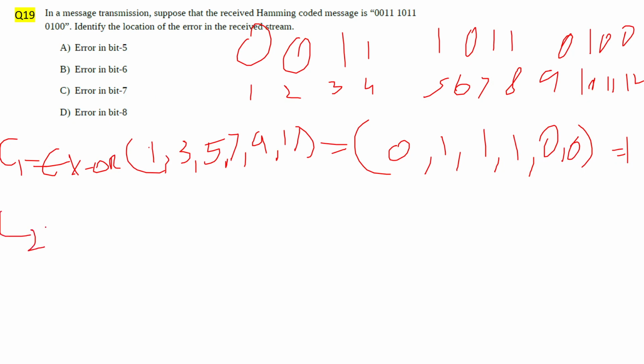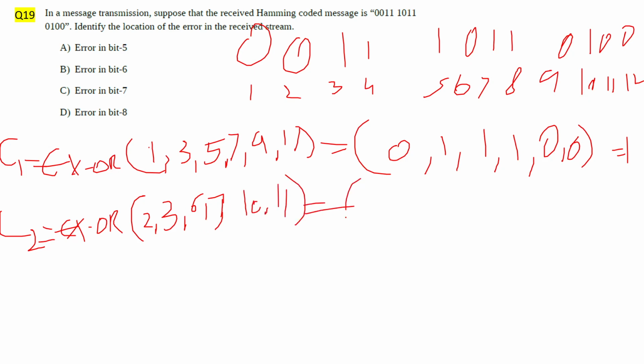Then I have C2, XOR of 2, 3, 6, 7, 10, and 11. So that is 2 is 0, 3 is 1, 6 is 0, 7 is 1, 10 is 1, and 11 is 0. So this is again equal to 1.